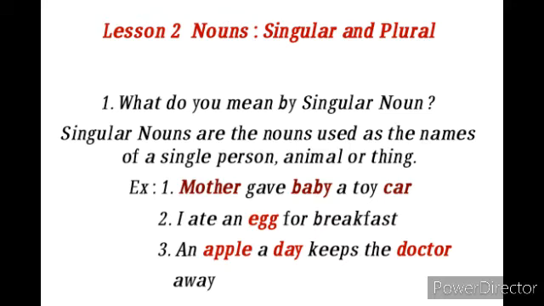Mother gave baby a toy car. I ate an egg for breakfast. An apple a day keeps the doctor away. You can see the highlighted words over here. All these highlighted words are nouns. Mother is singular, baby is singular, car is singular, egg is again singular, apple is singular, day and doctor. All these nouns are singular. These kinds of nouns are called singular nouns.